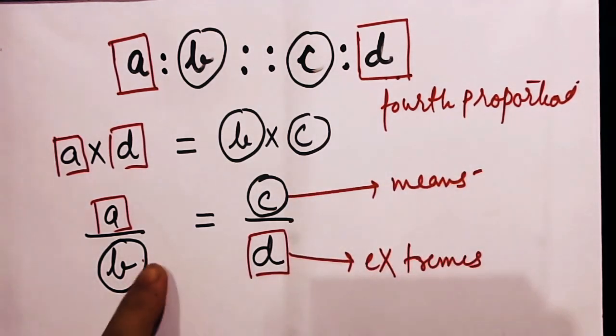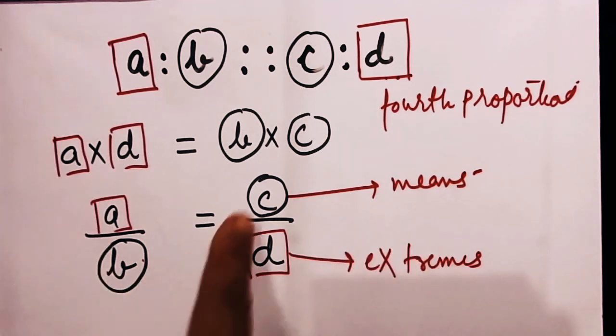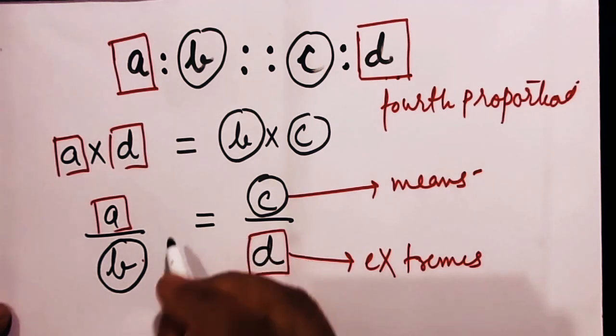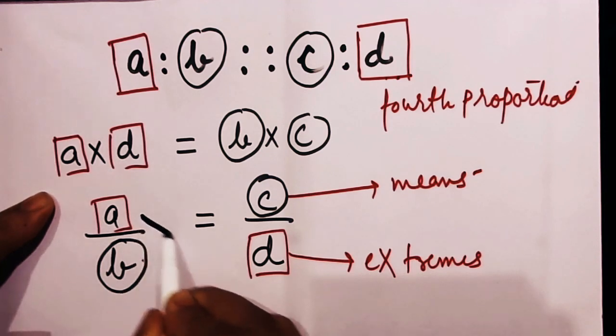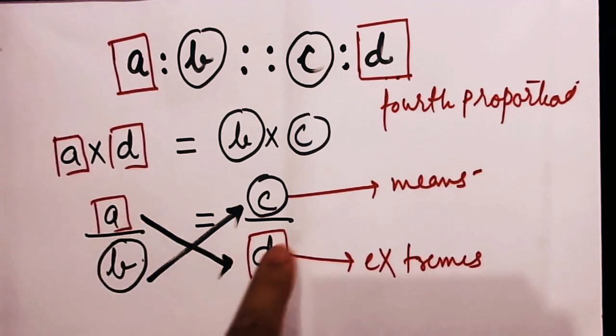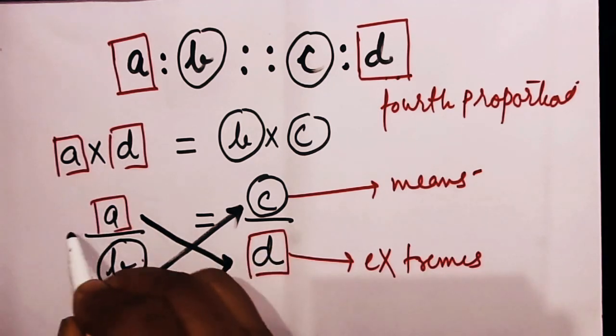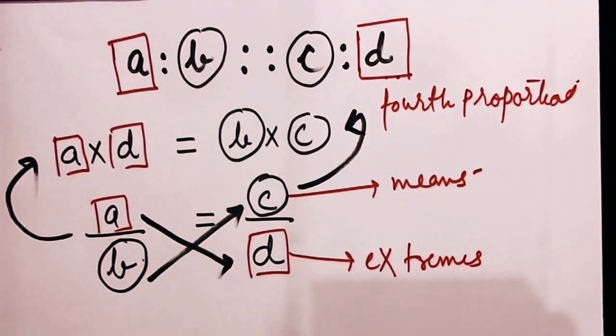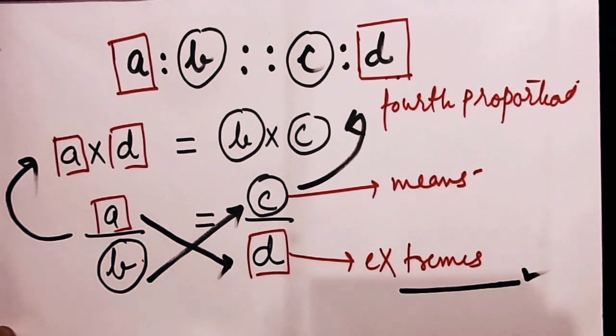So you need not get confused. Why? Because if you are given A by B and C by D and they are in proportion, then you need to do cross multiplication. Have a look, we have done cross multiplication. Why? Because A into D over here is equal to B into C over here. So when you get A by B and C by D, you can achieve the same thing by doing cross multiplication, which we shall be using in our next exercise.